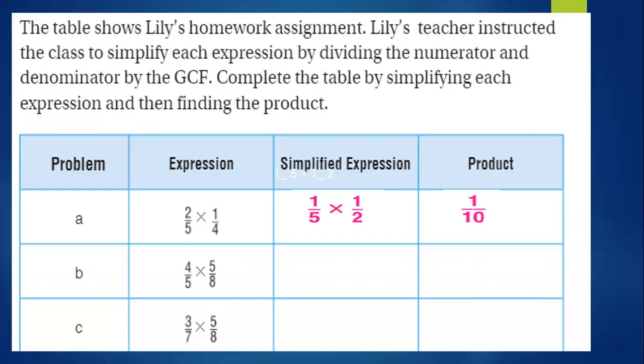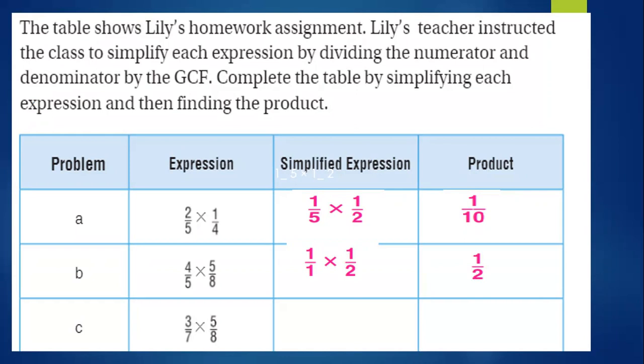The second one, 4/5 times 5/8. You know the 5 and 5 can be divided with the GCF 5. So you will get 1 and 1. Then 4 and 8 can be simplified using the GCF 4. So 4 divided by 4 is 1, 8 divided by 4 is 2. So the simplified expression will be 1 times 1 over 1 times 2. So the answer is half.